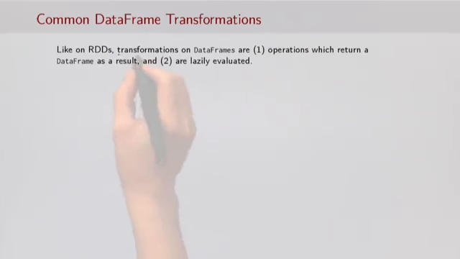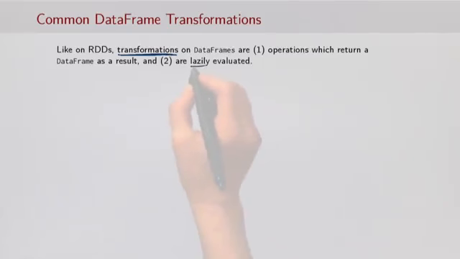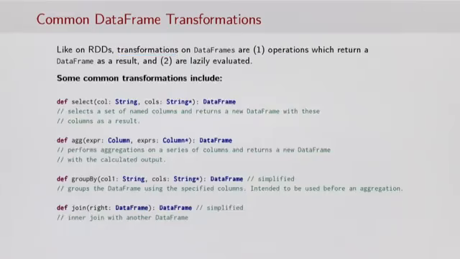We're talking about transformations right now, which means that transformations always return a data frame as a result. And second, don't forget that they're lazily evaluated. Just like regular RDDs, these are lazily evaluated too. Some of the most common transformations include select, which I'm sure you already have an idea of what it might do. It selects a set of named columns, so more than one column potentially, and it returns a new data frame with these columns as a result.